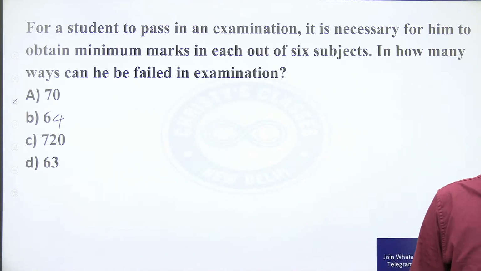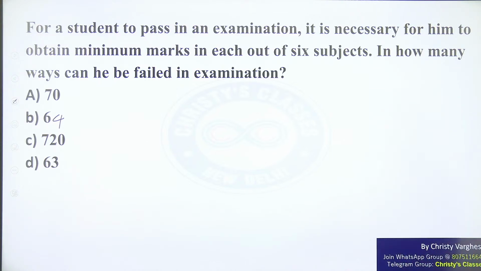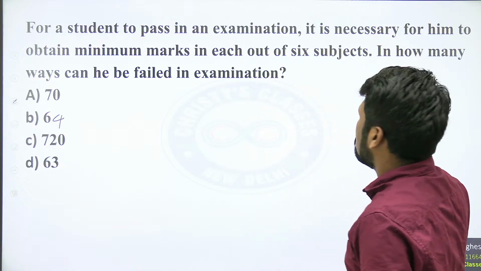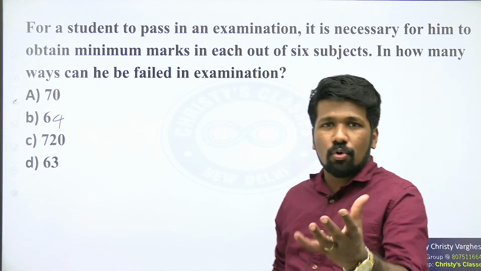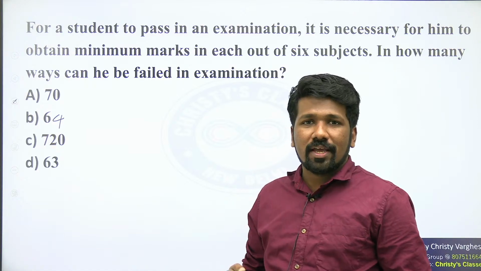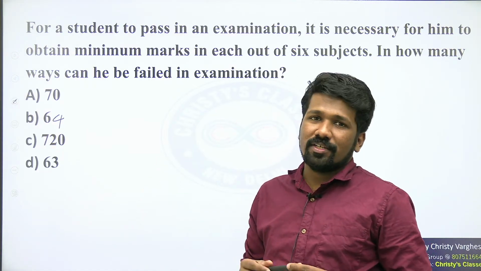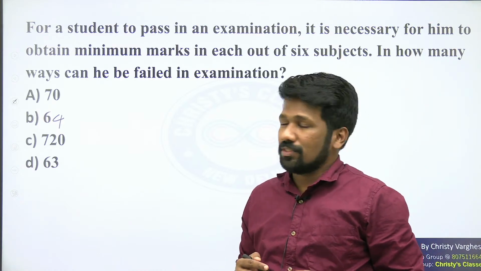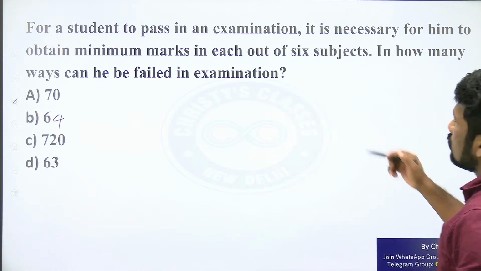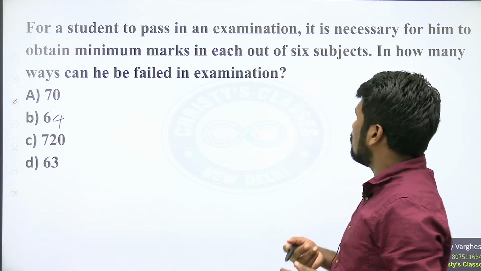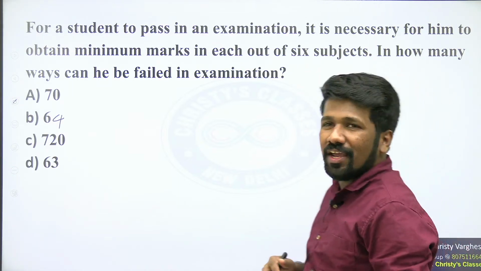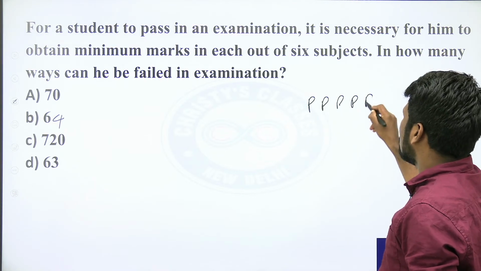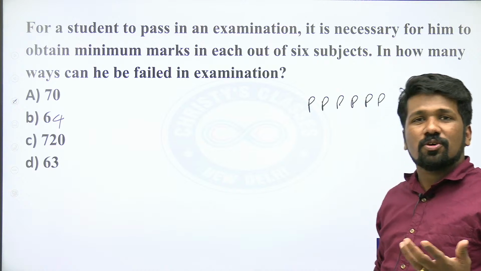So very good, many of you already got the answer right. For a student to pass in an examination, it is necessary for him to obtain minimum marks in each out of 6 subjects. या एक सेमेस्टर एक कोर्स में पास होने के लिए हर सब्जेक्ट पास होना चाहिए ना. वन सब्जेक्ट फेल हुआ तो भी कोर्स फेल हुआ. So same thing here also, all the 6 subjects he should pass. So how many ways he can be failed? So the only way he can be passed is all the 6 subjects passing. All other ways are ways of failing.